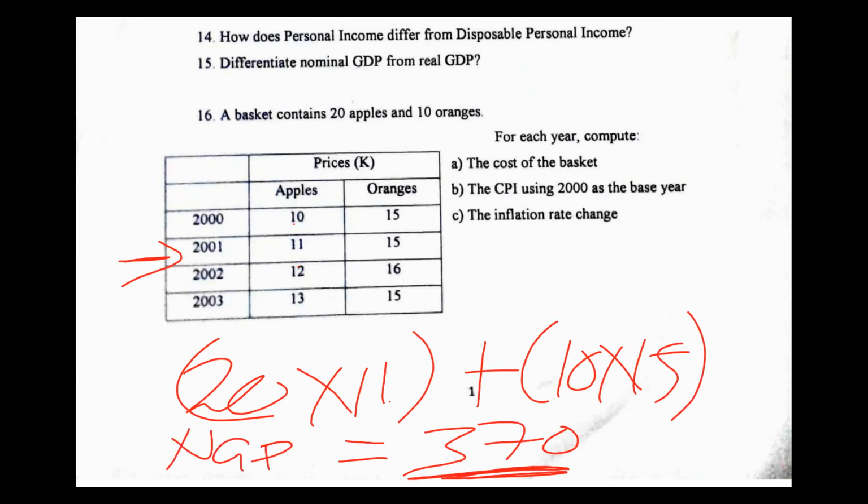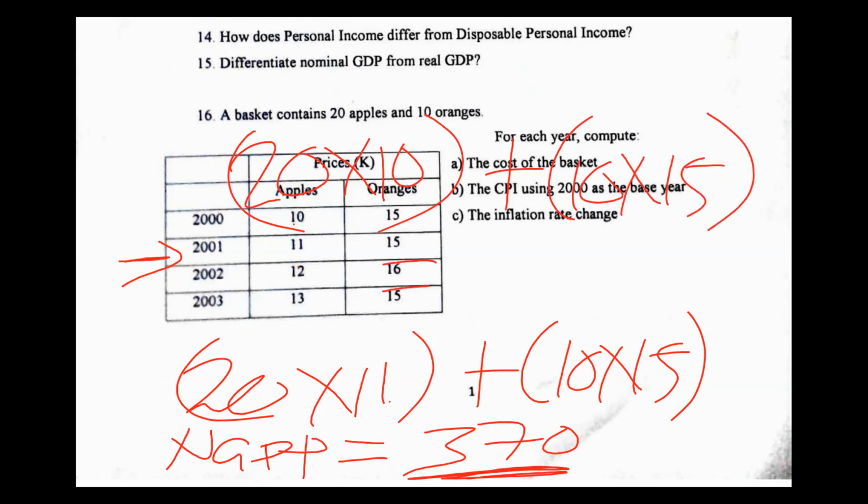Then you need to calculate the real GDP now. For the real GDP, we use the prices for 2000. So 20 times the price for 2000 is 10, plus 10 times 15. What do we get as the real GDP? $200 plus $150, it should be $350.